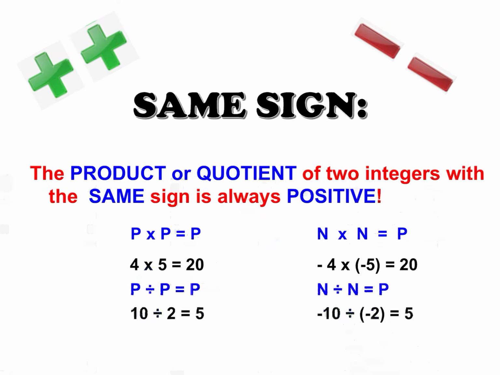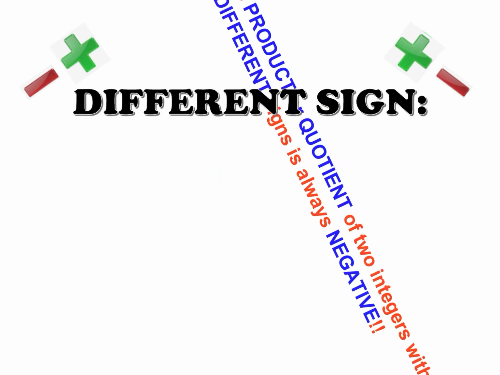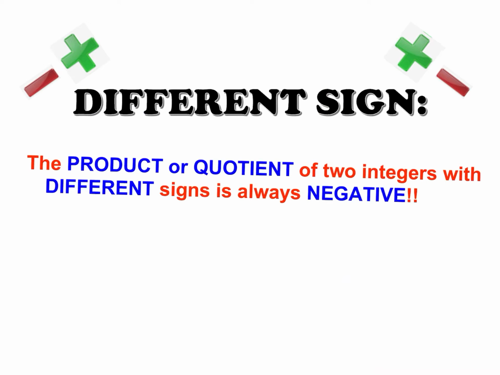And so we're going to come up with a shortcut, so you can kind of see positive 10 divided by 2 is 5. Negative 10 divided by negative 2 is also positive 5. All right. The product means the answer to a multiplication question. The quotient is the answer to a division question.